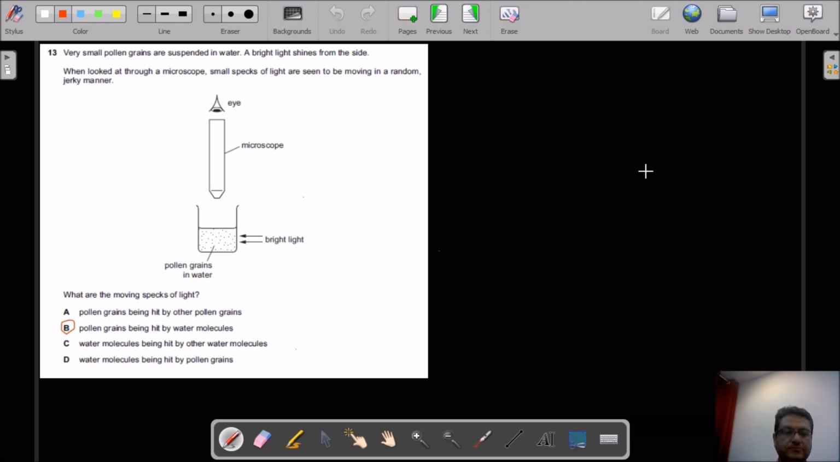You know that the mass of pollen grains is more than water molecules, but many water molecules hit the pollen grains and change their directions. That's why they move in a random, jerky, zigzag motion. That's why B is right.